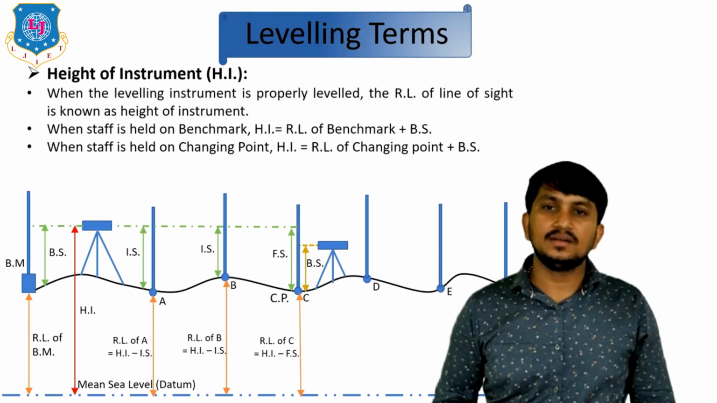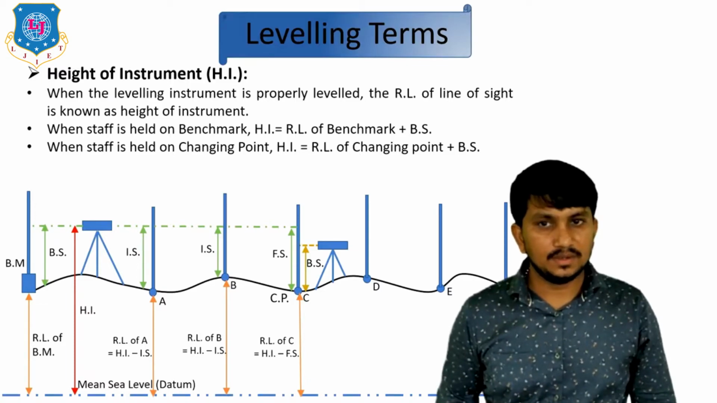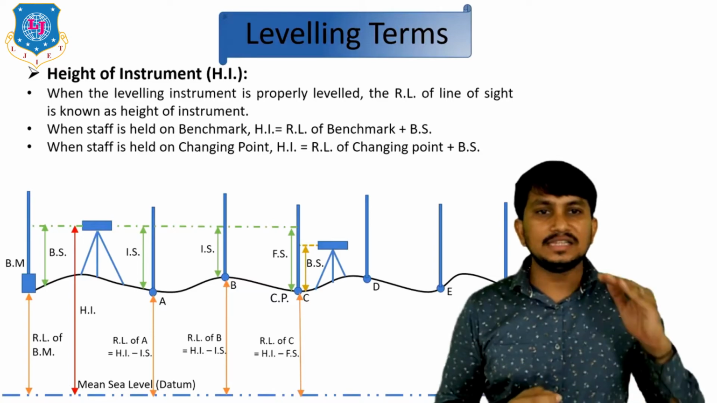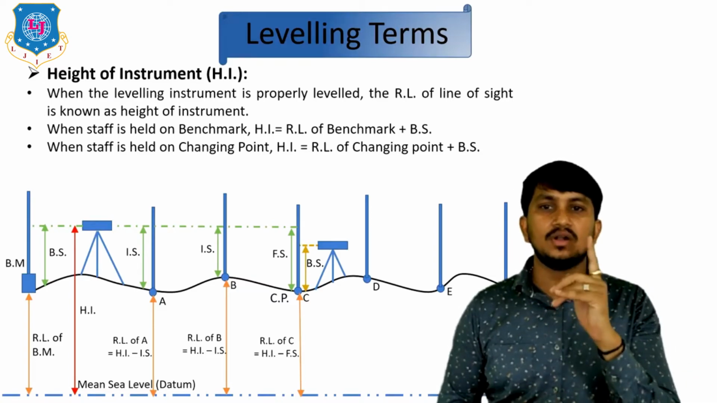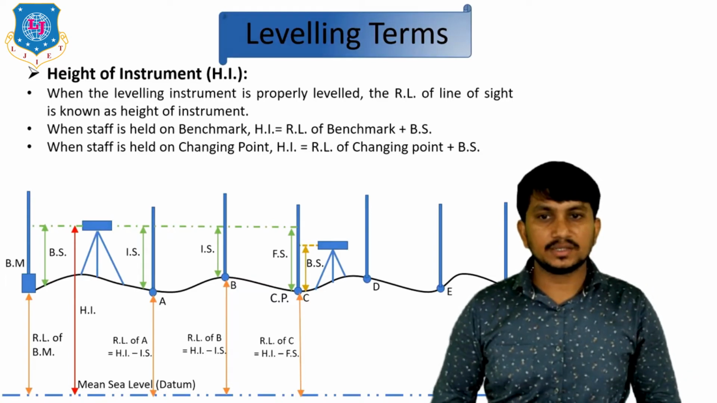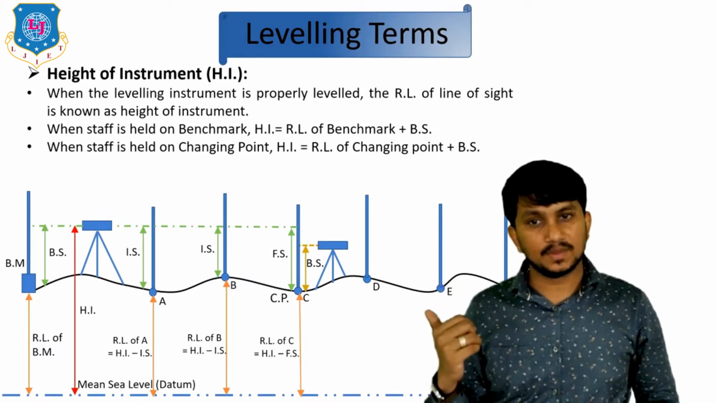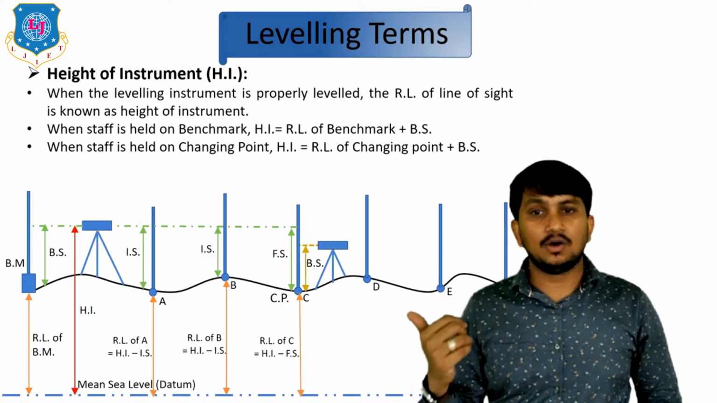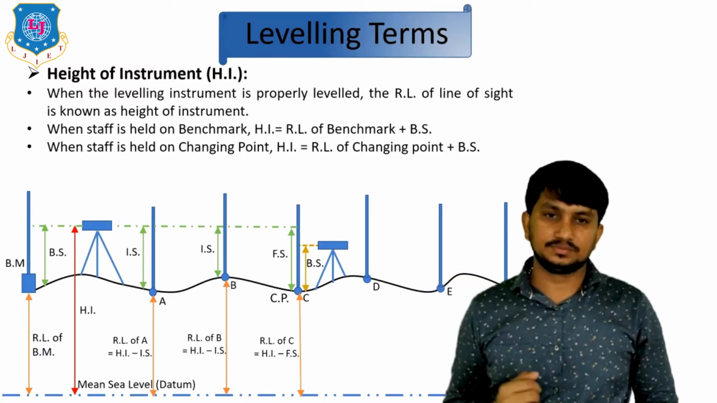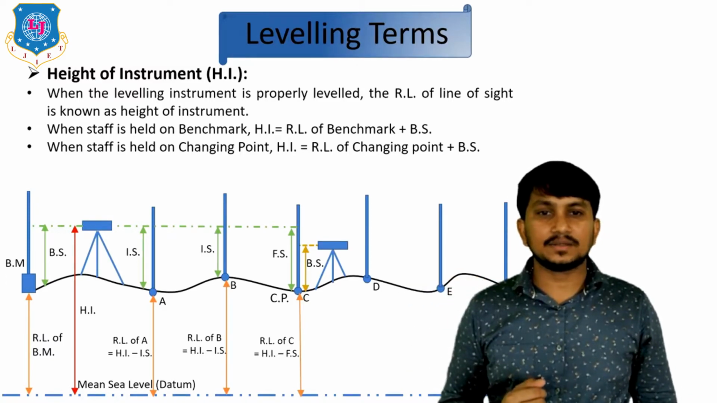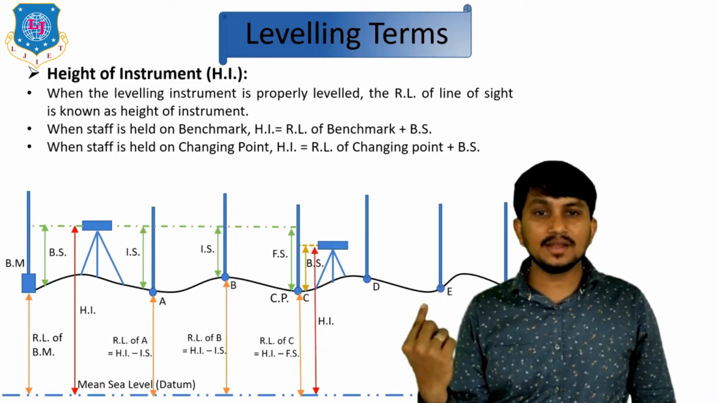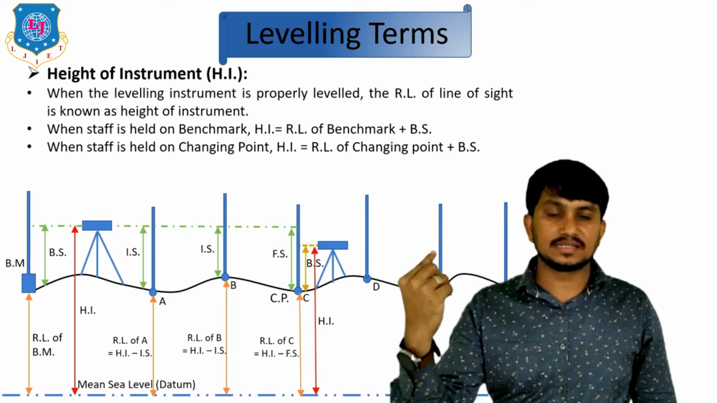Next is height of instrument, HI. When the leveling instrument is properly leveled, the RL of the line of sight of the telescope is called height of instrument. Here you can clearly see the height of instrument for the first setup is exactly the RL of the line of sight of the telescope. In the second setup, this is how we can find out HI. It is the RL of changing point plus BS of the second setup.